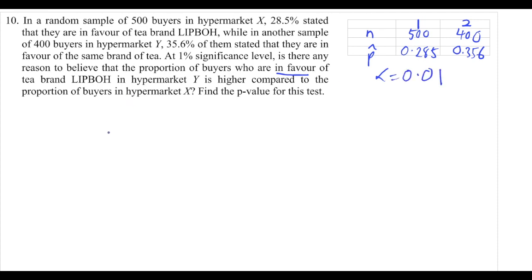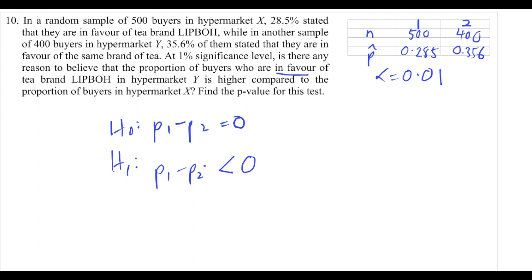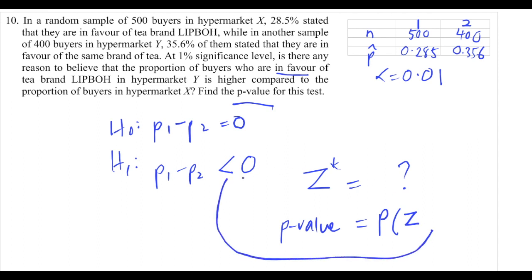0.01. Is there any reason to believe that the proportion of buyers who are in favor of Lippo in hypermarket Y is higher compared to X? So X is less than Y. P1 minus P2. And you'll be using the normal distribution because this is a proportion question. You're asked to find the p-value of this test. Okay, so you'll find the test statistic, and then the p-value is very easy. It's simply the probability that Z is, you're using the sign from the alternative, less than the test statistic here.